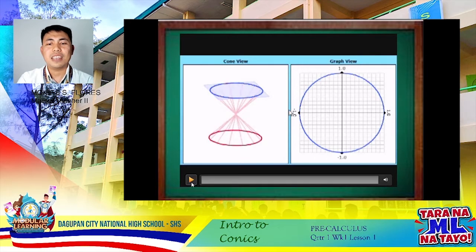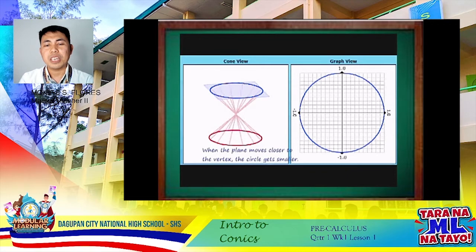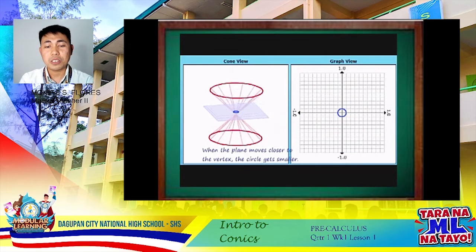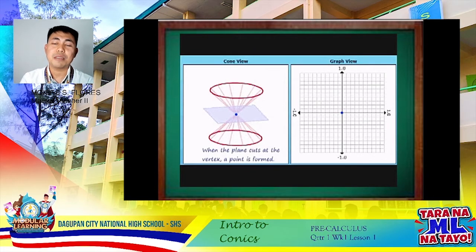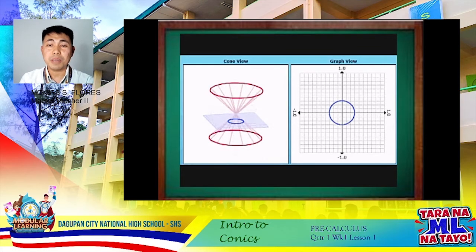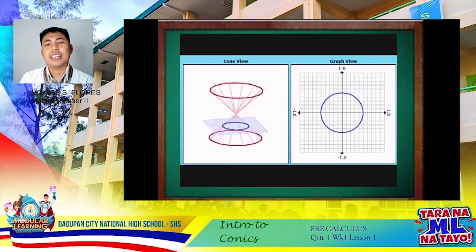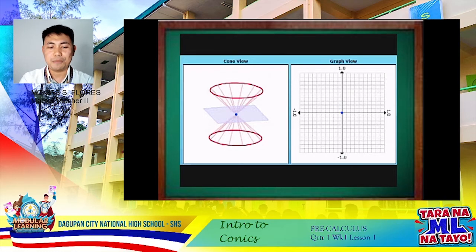Take a look and observe this clip. As the plane moves horizontally along the cone, the graph becomes either smaller or bigger. Notice also that when the plane reaches the apex of the cone, it forms a point, which is called the degenerate case of a circle. So again, the degenerate case of a circle is simply a point.